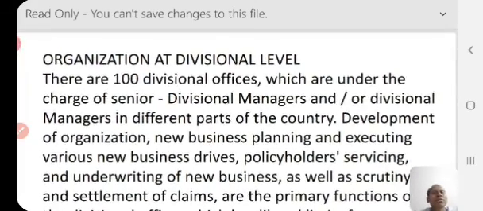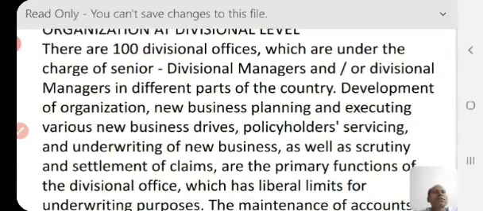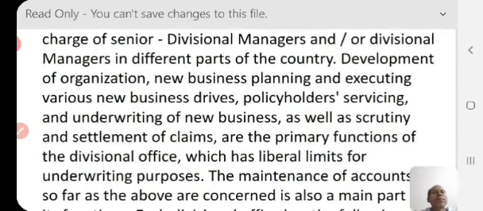Development of organization, new business planning, and executing various new business drives, policyholders servicing, and underwriting of new business, as well as scrutiny and settlement of claims, are the primary functions of the divisional office.